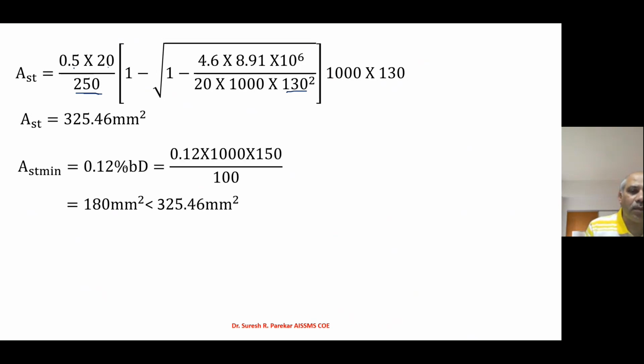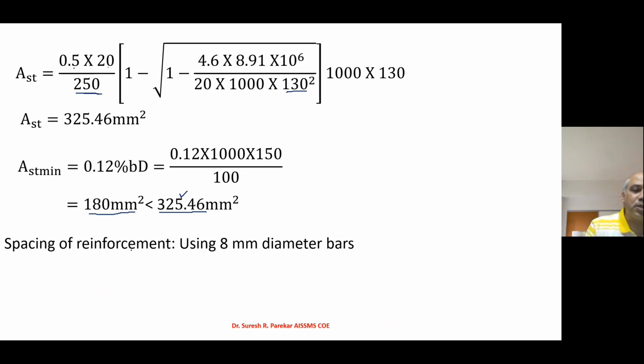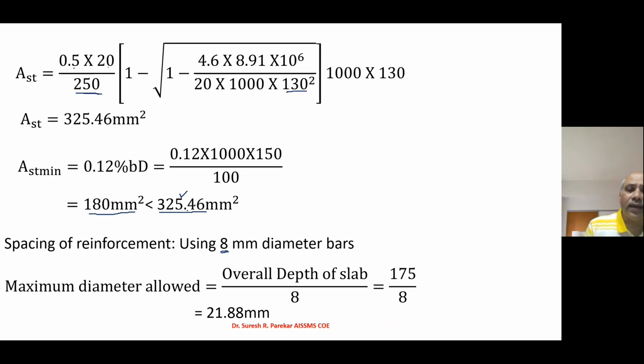And then Ast minimum we have 0.12% of bd, and then we will substitute 0.12 into b we have 1000, D we have 150, and from this we will get 180 mm square, and this value is less than 325.46. So we have to provide this value. If this value comes less, then we have to go for Ast minimum. Then spacing of reinforcement. So we will use 8 mm diameter because we have area less, or you can go for 10 also. That does not have any problem.